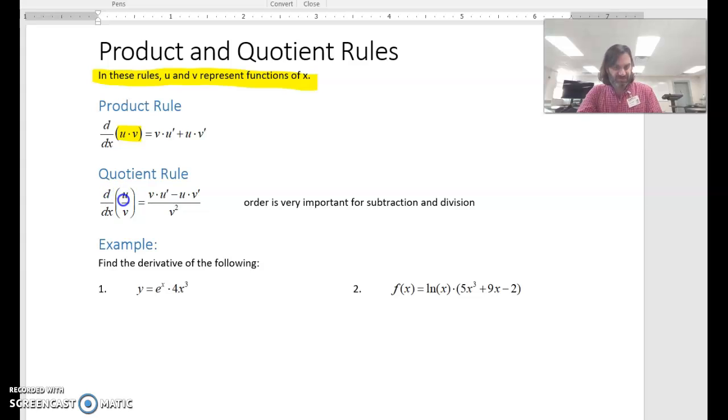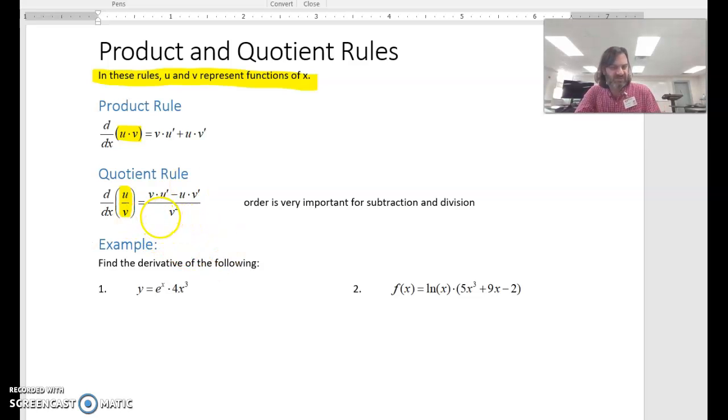Now the quotient rule is for when two things are divided, u divided by v, which usually means you would understand how to take the derivative of u and the derivative of v separately, but maybe it makes something a little bit more interesting when you put them together. Now here the order is very important.